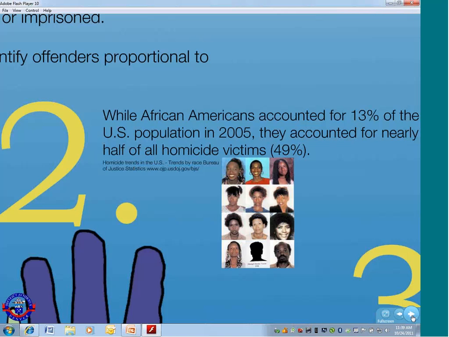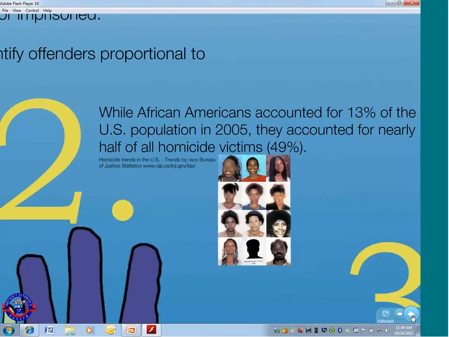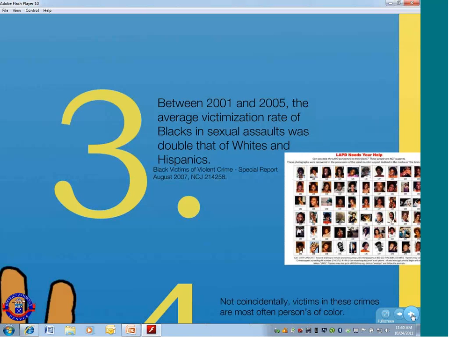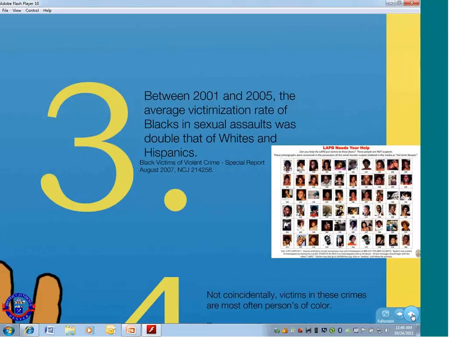I think it's important to realize, though, that many of the victims of the offenses we're talking about, rapes and murders, are people of color. If you look at the statistics from 2005, while African Americans were 13% of the U.S. population that year, they accounted for nearly half of the homicide victims, 49%. And when you look at sexual assaults between 2001 and 2005, the average victimization rate of African American women in sexual assaults was double that of whites and Hispanics.